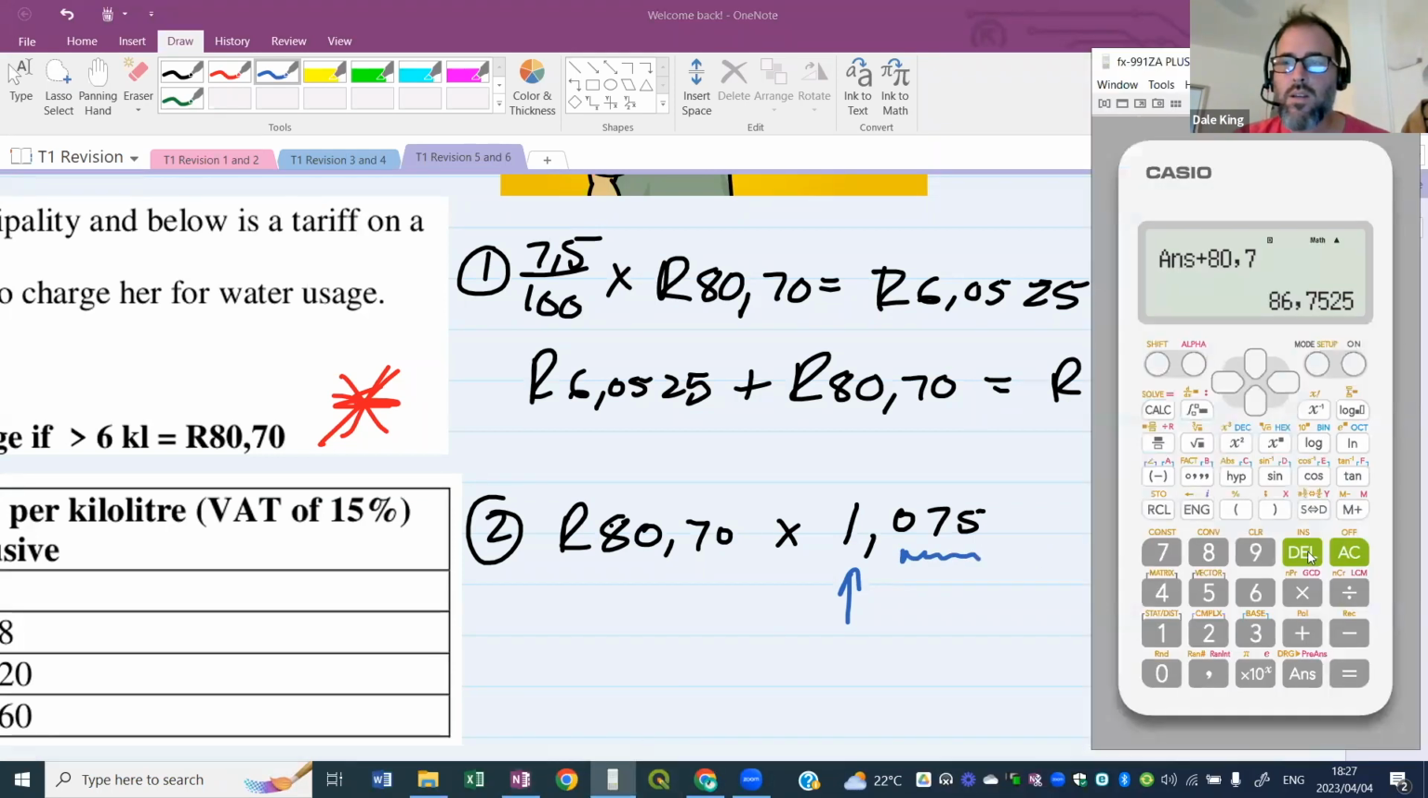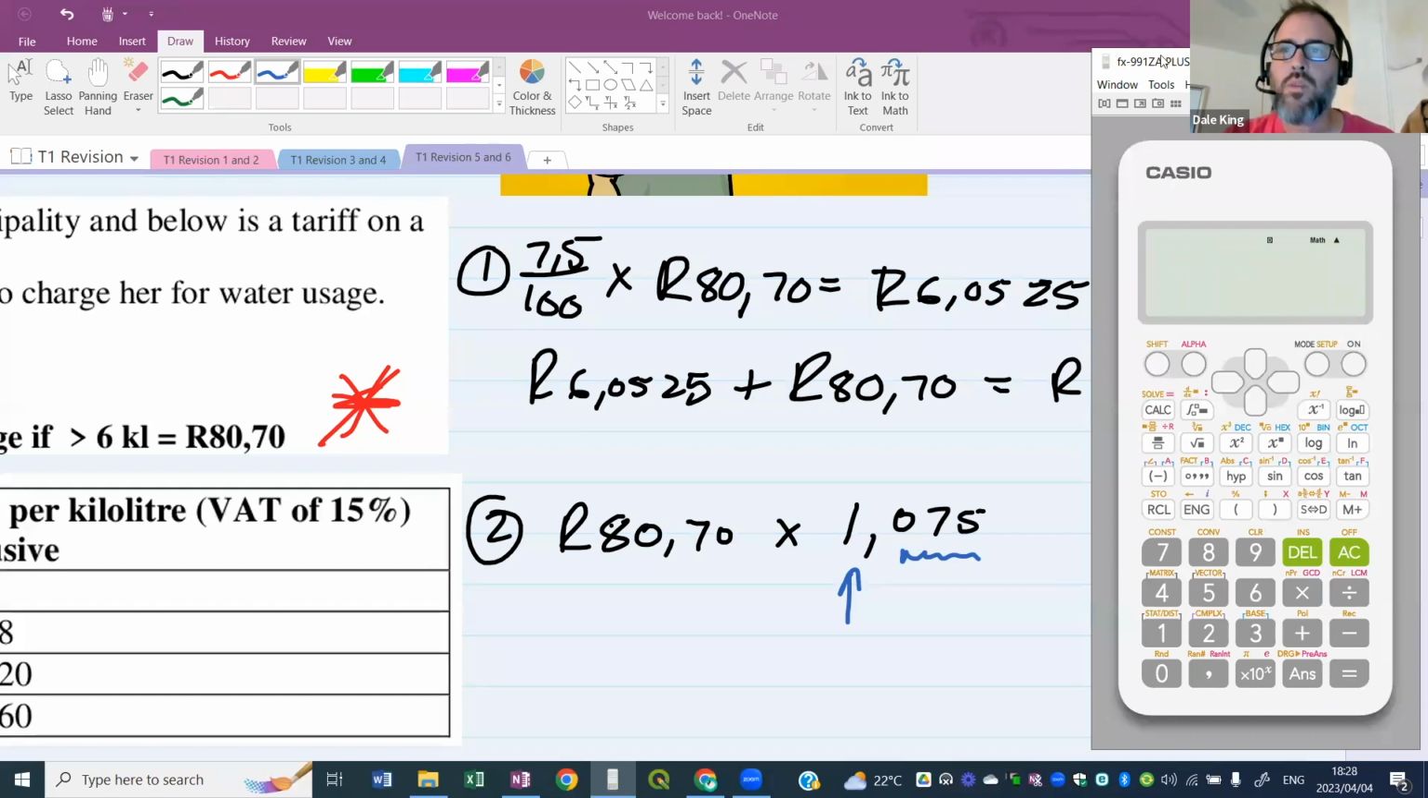So if I take 7.5 and I divide it by 100, let's see what we get here. We get this decimal 0.075. So that's what's in here. The 0.075 is in here, and the 1 is just saying take the 80 and add it on. So take 80 and add on 0.075, or 7.5%.